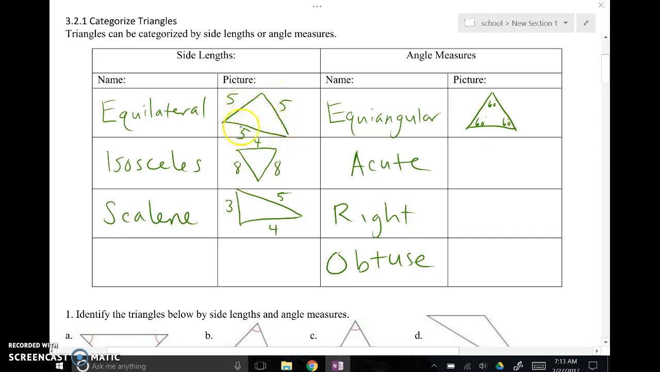Now notice how an equilateral and equiangular triangle look very similar. That's because one is the other. So if it's equilateral, it's equiangular. If it's equiangular, it's automatically equilateral. That is the only polygon that's like that. Rectangles aren't like that. Other shapes are not like that.